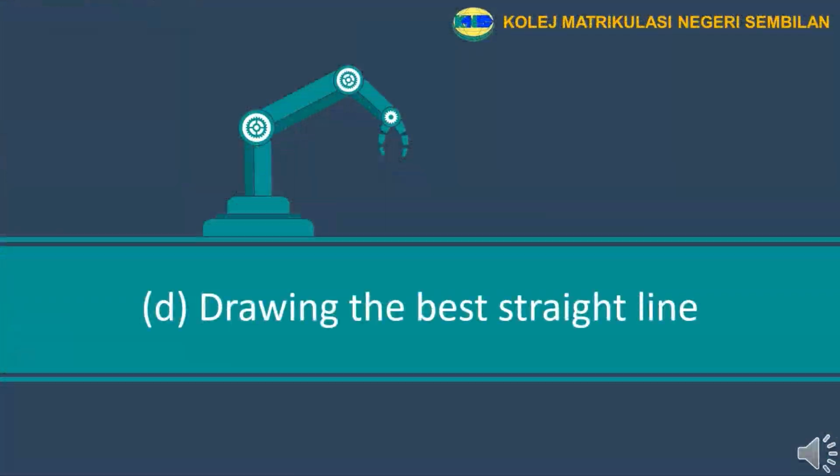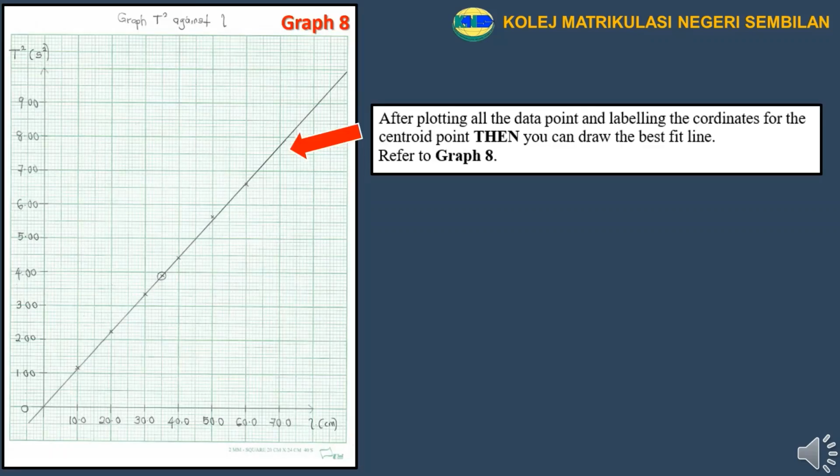D. Drawing the best straight line. After plotting all the data points and labeling the coordinate for the centroid point, then you can draw the best fit line.